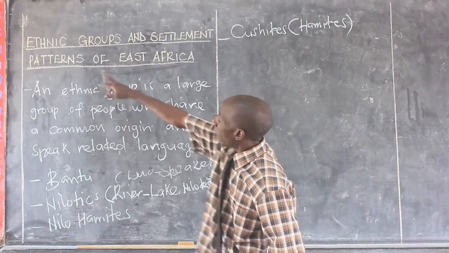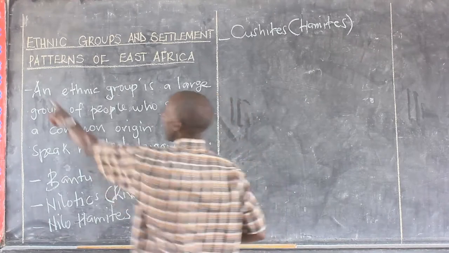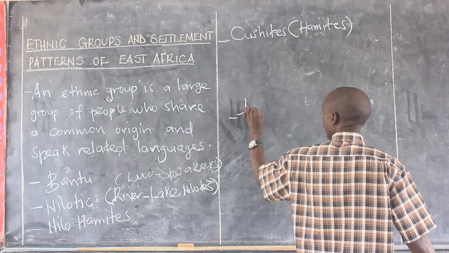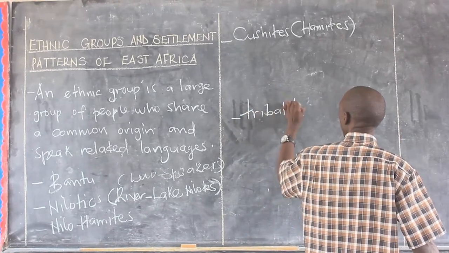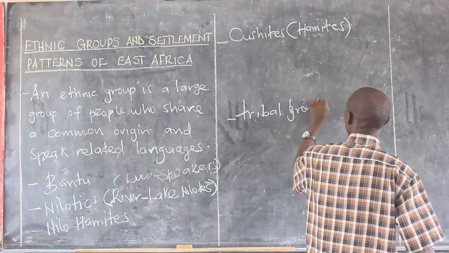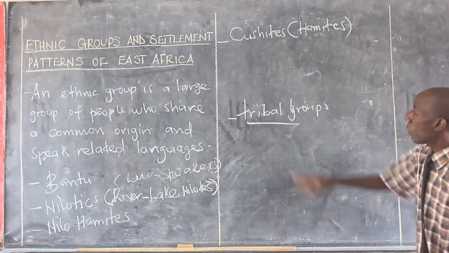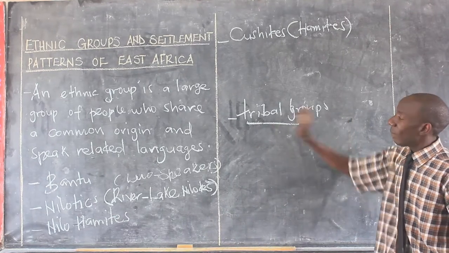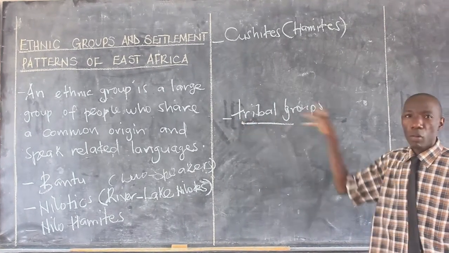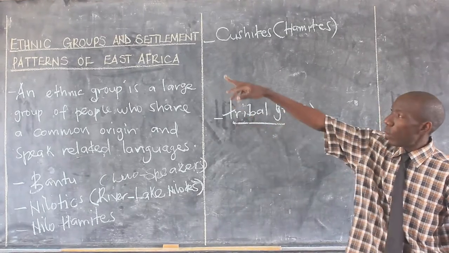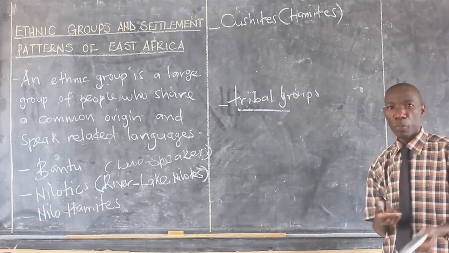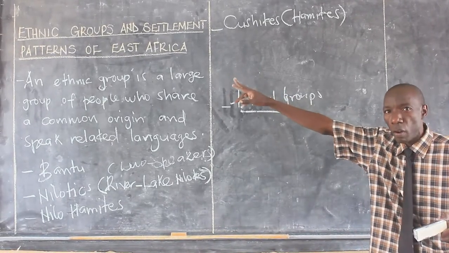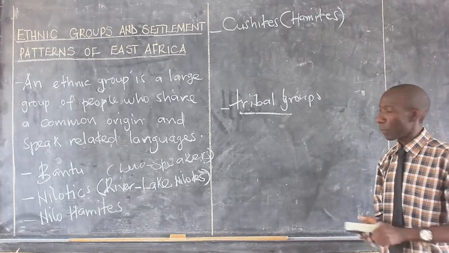A point to note: these ethnic groups are also known as tribal groups. Another word to mean ethnic group is tribal group. You shouldn't get confused. Sometimes one can use the word ethnic group or tribal group, the same thing.